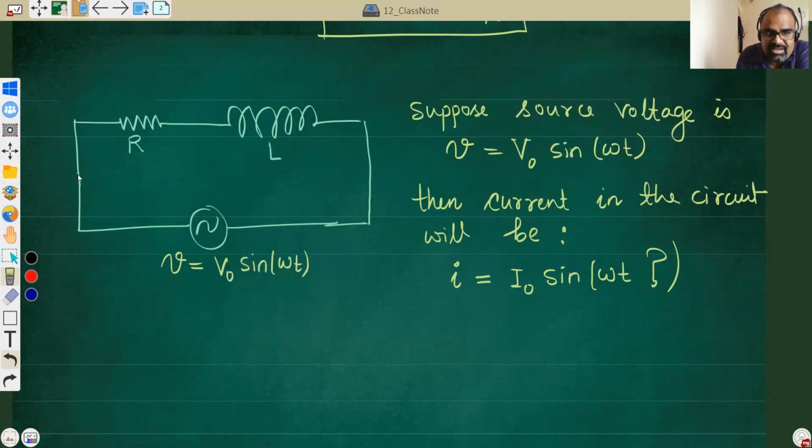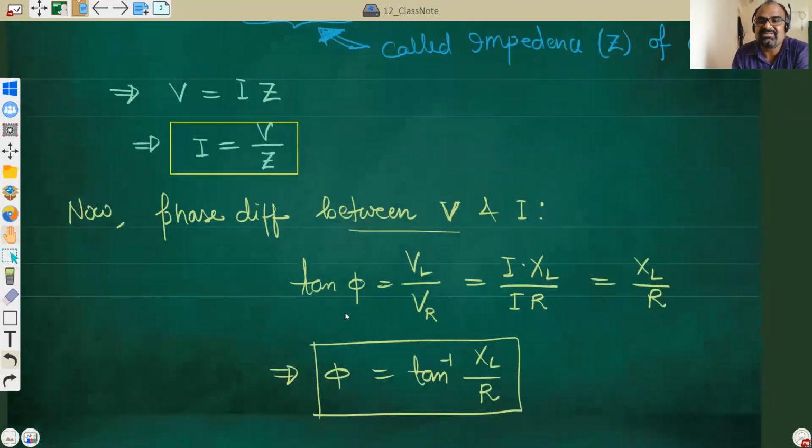Now here I am showing an arrow. Why? Because this is instantaneous. Here I am also showing plus minus because this is instantaneous. You see the small letter. So what about this current? Will it be I naught simply sine omega t, or will there be something else? For that, let us go to the phasor diagram and see.